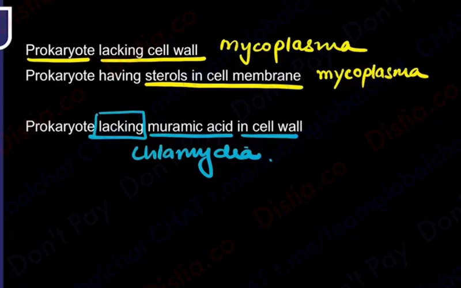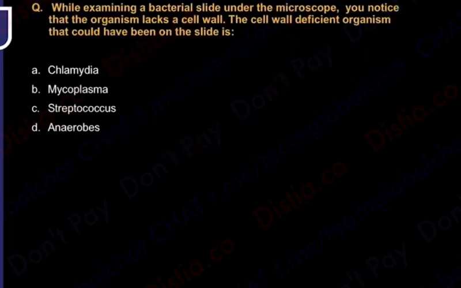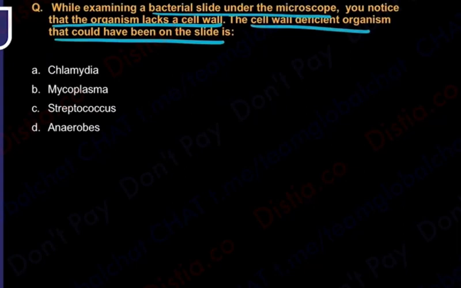Again, these are important points on which I have wrapped up my entire bacterial anatomy, and we are ready for some questions. While examining a bacterial slide under the microscope, you notice that the organism lacks a cell wall. The cell wall deficient organism that could have been there on the slide. So which of these does not have a cell wall? We've just now studied it, that is mycoplasma. Let's pick up one more question.